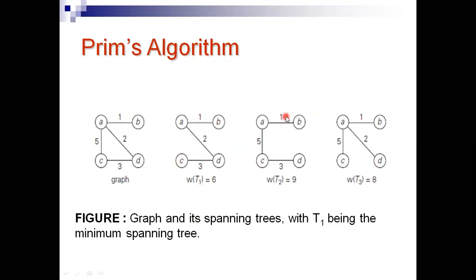This is one of the spanning trees. This is another spanning tree. This is also another spanning tree. You can see all the spanning trees are connected and they are acyclic. I don't find any cycles here, right?